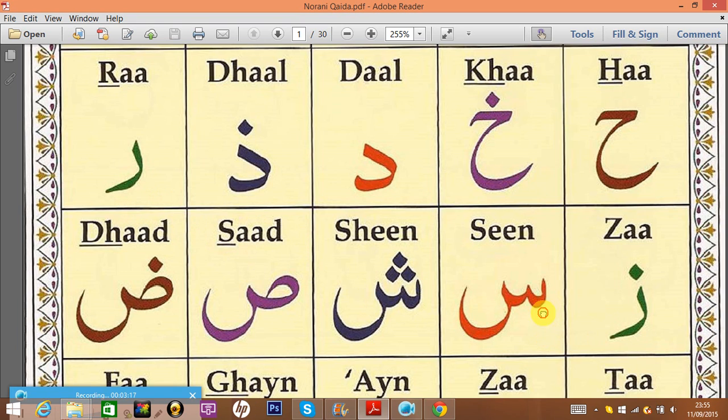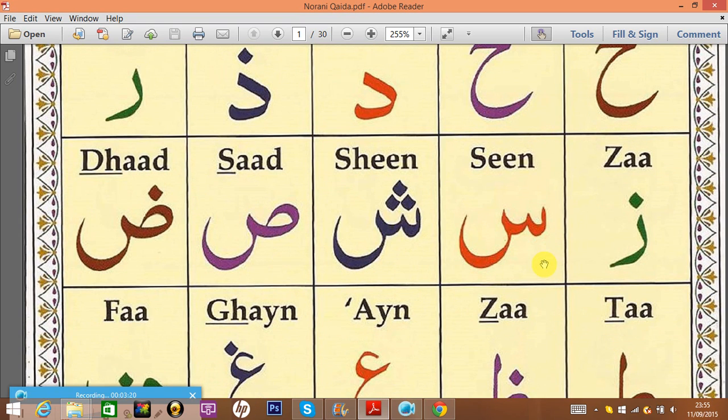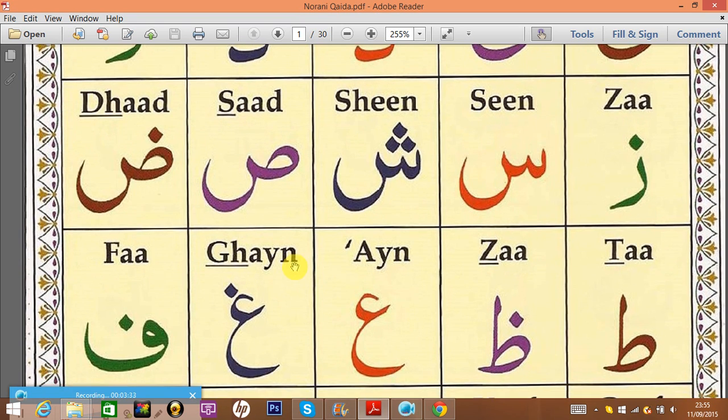Next is seen and sheen, the same difference. Seen has no dot on the top. And when you see the same writing with 3 dots on the top, that will be sheen. Okay. The next is sad and dad. Sad has no dot and dad has 1 dot on the top.